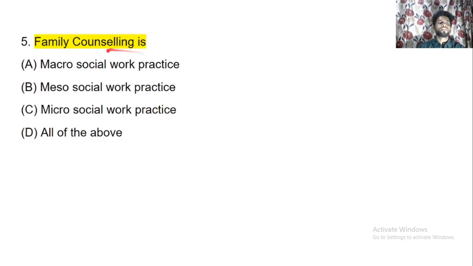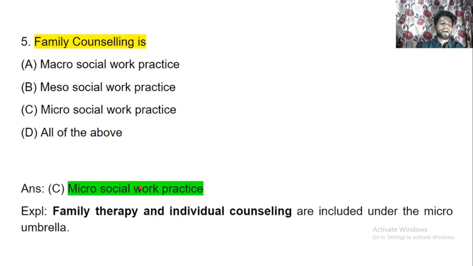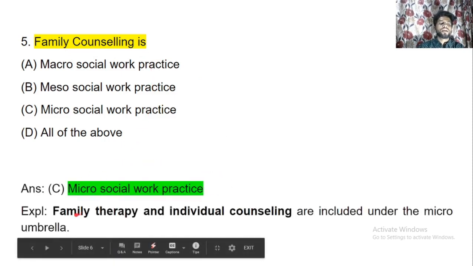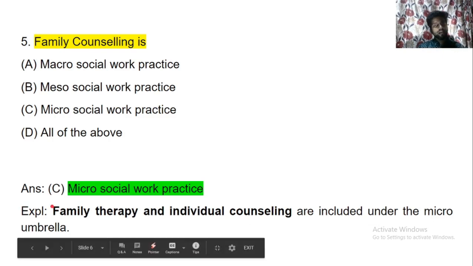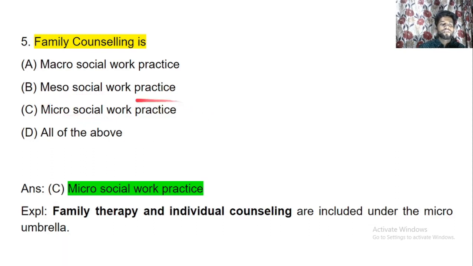The next question: family counseling is a micro social work practice, because family therapy and individual counseling are included under the micro umbrella. So we have three divisions: micro, meso, and macro. So family counseling or individual counseling comes under our micro social work practice level.